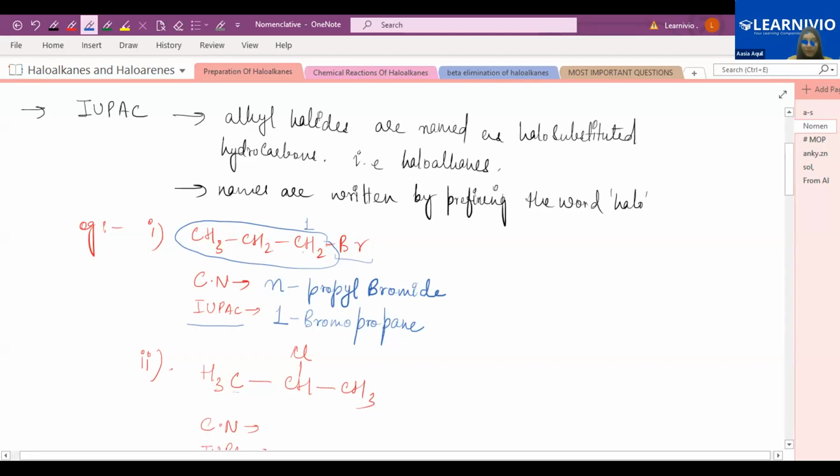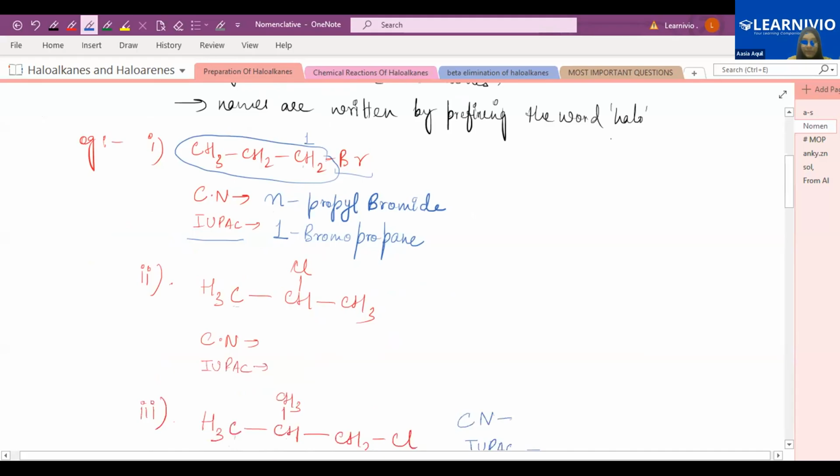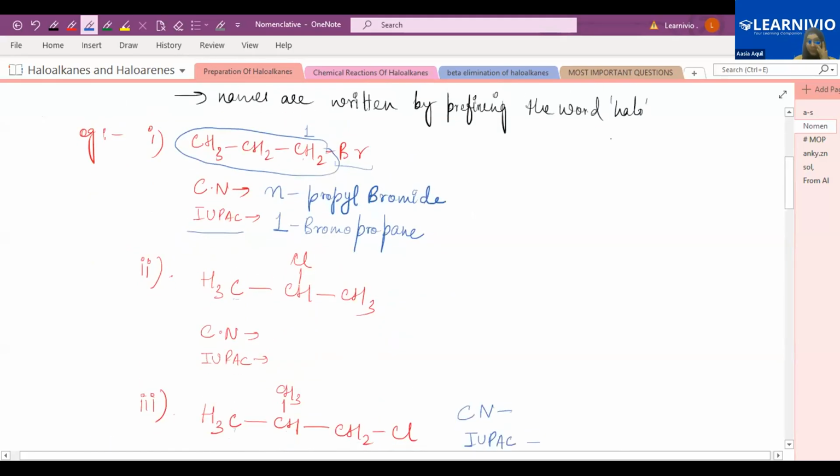Okay. Try to name this one, the second one. So this is the parent chain, the longest chain, right? So how to number this? 1, 2, and 3. This is your third carbon. For a 3 carbon chain we call it propane, right? So what will be the IUPAC name? Propane is the parent chain.